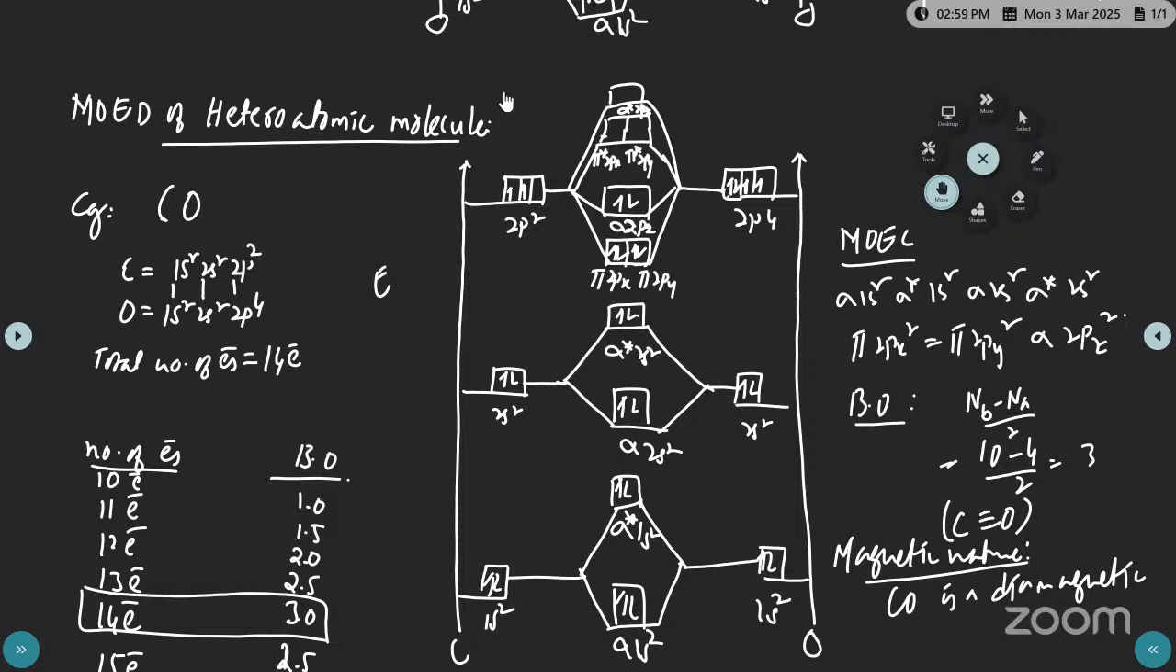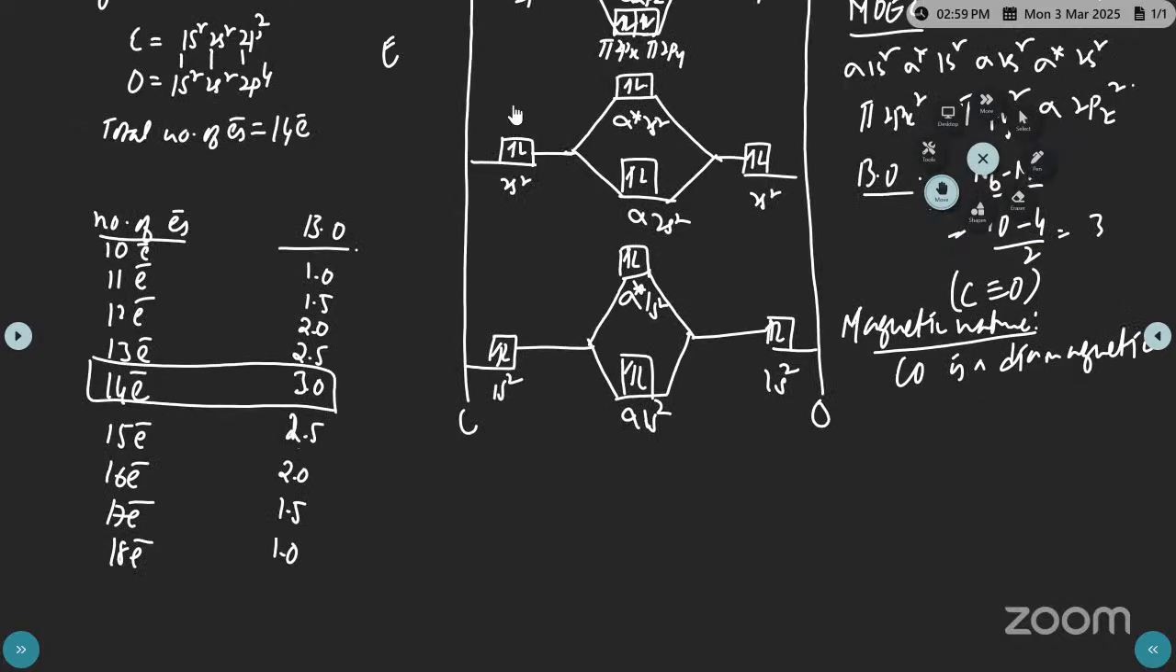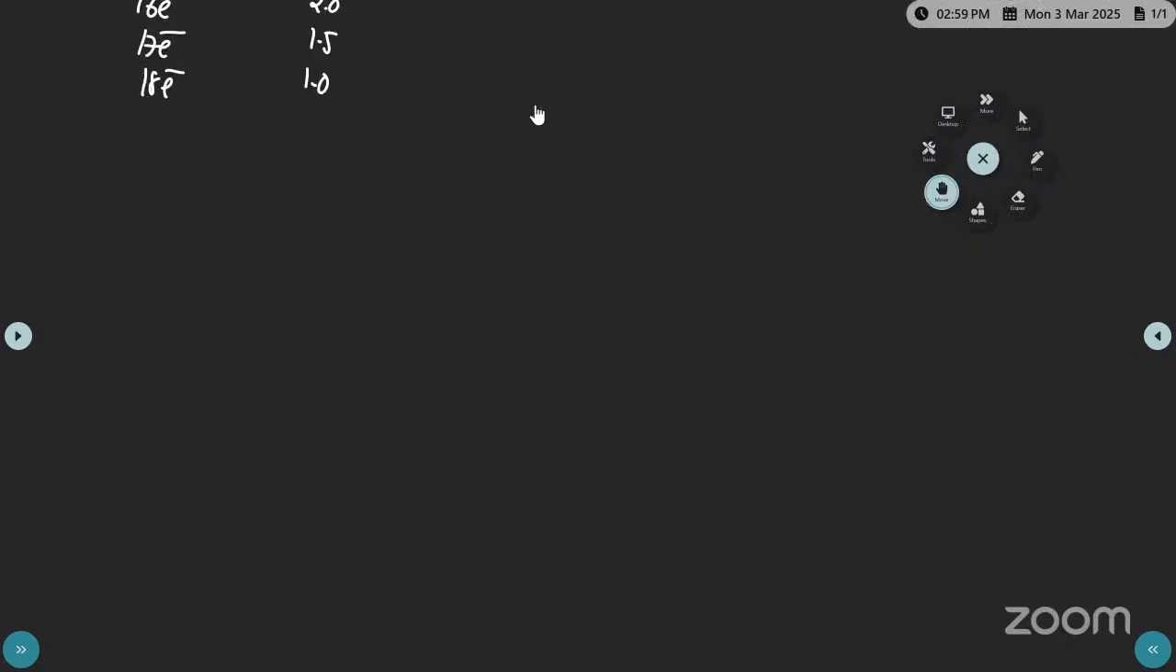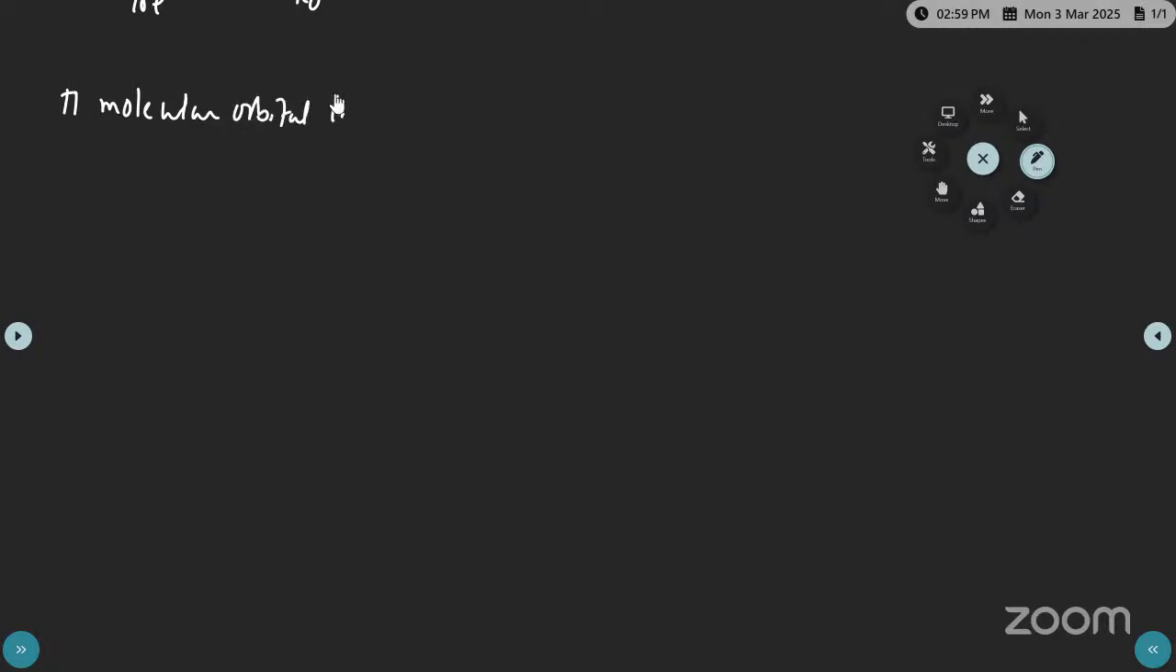So next, molecular orbital theory. Here, a pi bond is formed by the lateral overlapping of p orbitals. Generally, a pi bond is formed by the lateral overlapping of orbitals.